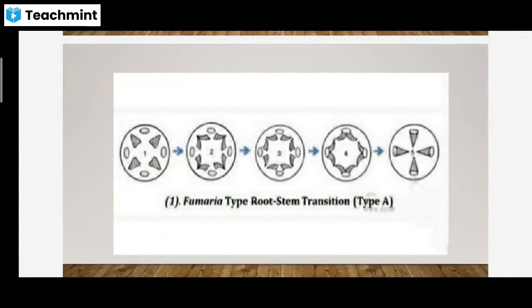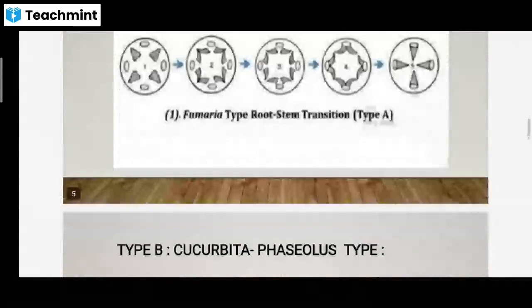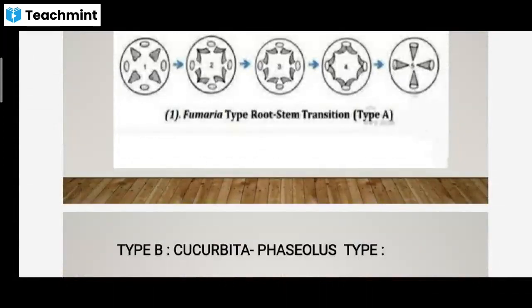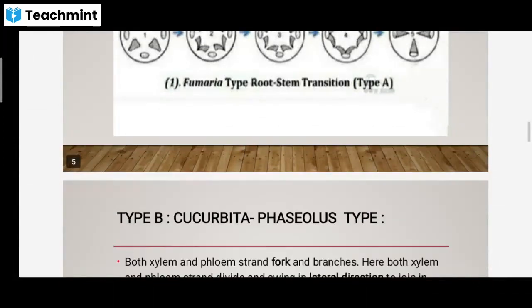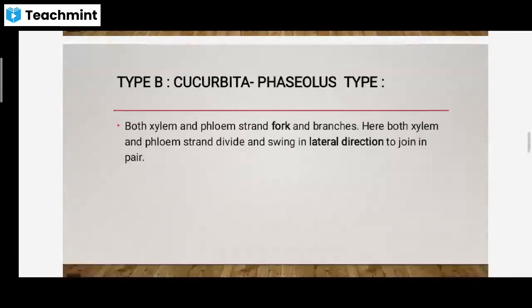Each xylem strand in the root divides radially into two branches. Type B: Cucurbita fascicles. Both xylem and phloem strands fork and branch here. Both xylem and phloem strands divide and swing in a lateral direction to join in pairs.